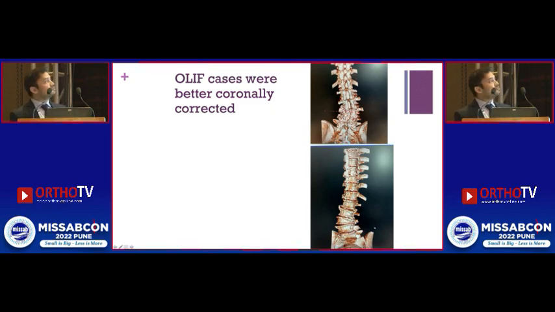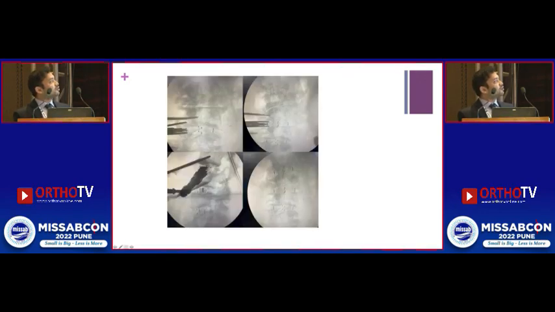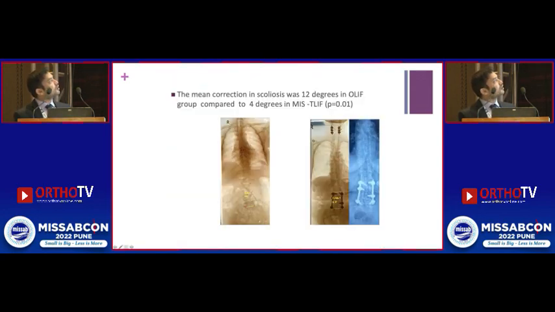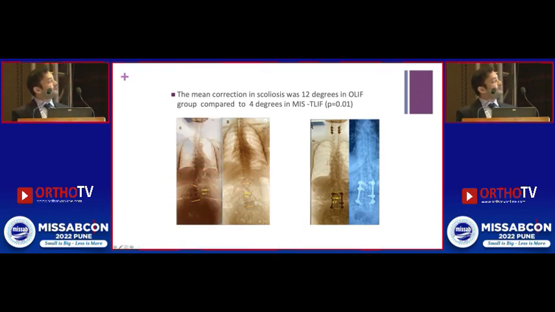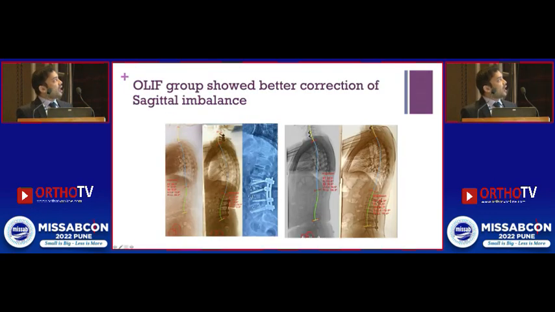Coming to the correction in spinopelvic balance, or coronal and sagittal imbalance, OLIF cases were better corrected coronally. This is one intraoperative fluoroscopy image showing the correction of coronal imbalance with a 3-level OLIF. The mean correction in scoliosis was 12 degrees in OLIF as compared to 4 degrees in MIS TLIF, which is again statistically significant with a p-value of 0.01.